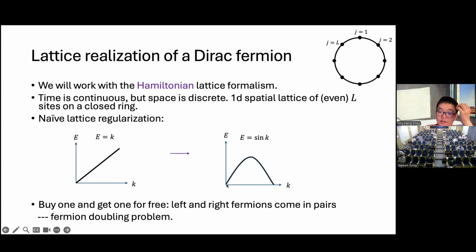But since the sine function has another end at k equals pi, which is halfway through the Brillouin zone, at the other end you necessarily have a left-moving fermion. So the upshot is that in 1 plus 1D, the left and the right fermions must necessarily come in pairs. You buy one, you get the other one for free. And this is known as the fermion doubling problem. Okay.